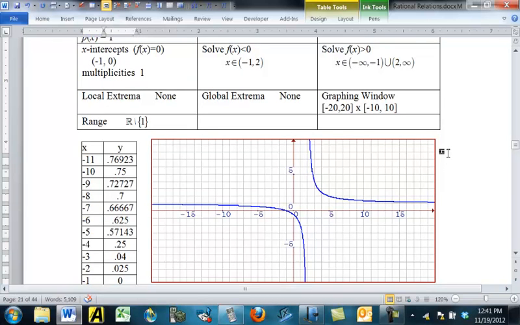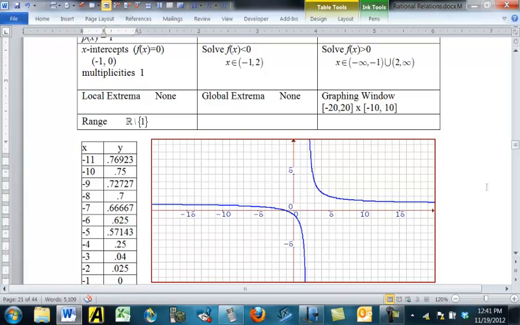Multiplicity 1 root. What's the range? Well, there are no holes in it, so the only break we have is this horizontal asymptote, so it's all reals except for 1. When is y negative? That's when the graph is below the x-axis. Well, that's going to be this piece here from negative 1 up to the vertical asymptote of 2, so between negative 1 and 2. And otherwise, on this piece from negative infinity to negative 1, it's positive, and also from 2 to infinity.